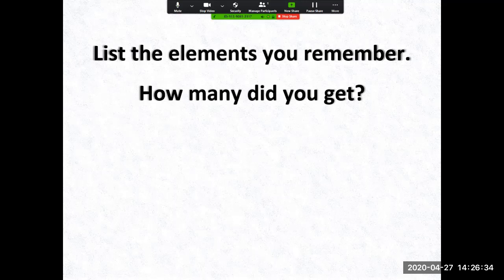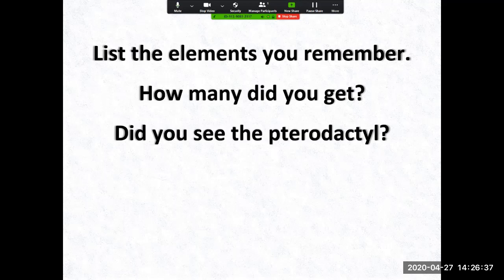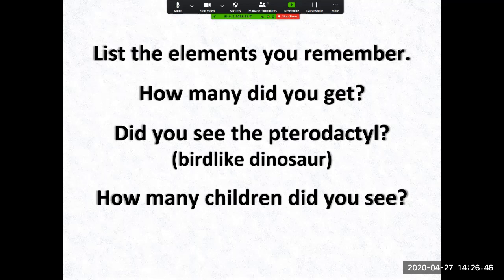Okay. How many of you saw the pterodactyl, bird-like dinosaur? Okay. Maybe a couple of us. How many of you saw children? Okay. I've obviously seen this many a time, teaching it for my 8th, 9th, 10th time now. I see the children, but every time I couldn't tell you how many there are. I know there's a few, maybe 6 or so, because I'm kind of piecing that image together.